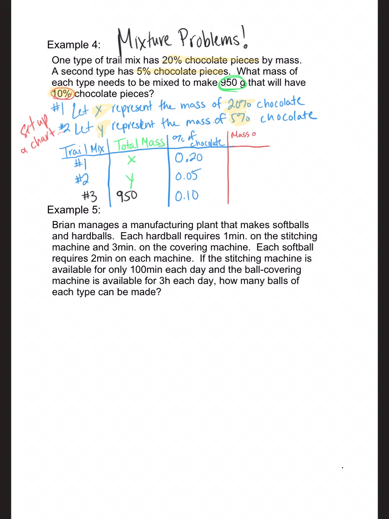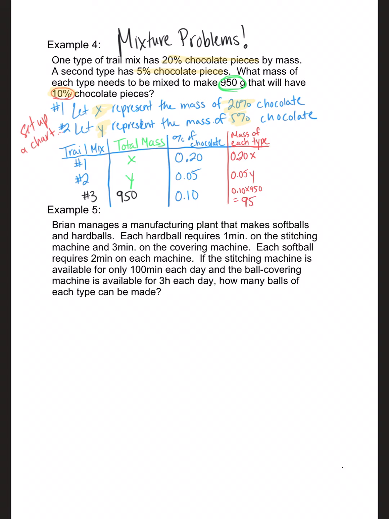So the mass of each type of chocolate. Okay, so for trail mix number 1, we know that it's going to be 20% of trail mix number 1. So we should be thinking multiplication. Trail mix number 2 is going to be 5% of that trail mix. And then trail mix number 3, we're going to again do 10% of what the total mass is. So we're going to do 0.1 times 950, which is going to equal 95.